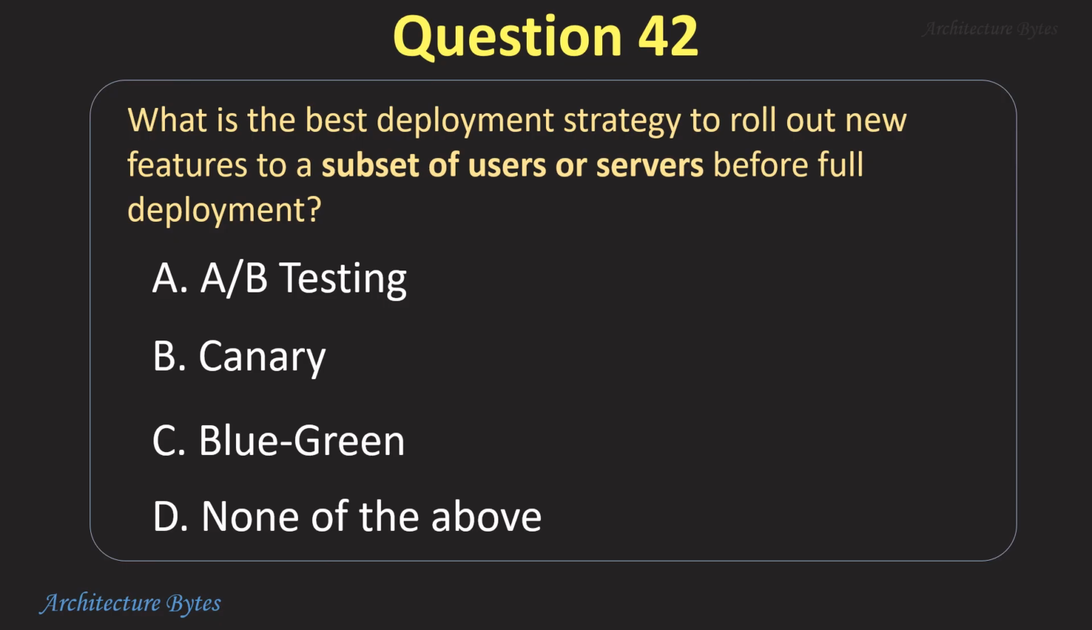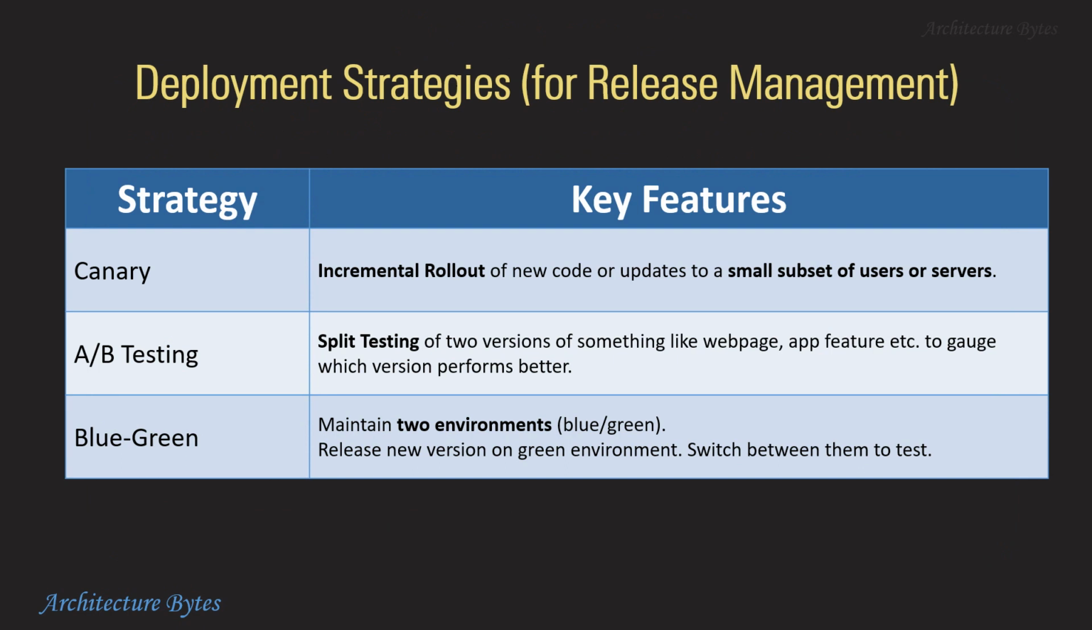What is the best deployment strategy to roll out new features to a subset of users or servers before full deployment? Let's look at various deployment strategies. Canary. This is an incremental or progressive rollout of new code or features to a small subset of users. A/B testing. This is a split testing of two versions of something like a web page, app feature, etc. to gauge which version performs better. Blue-green. Here we maintain two environments like blue and green, and we could release a new version on the green environment and switch between the two environments to test.